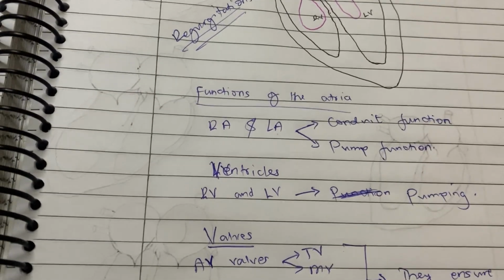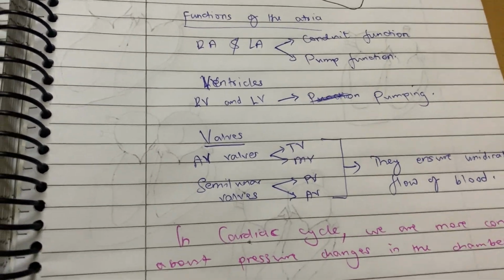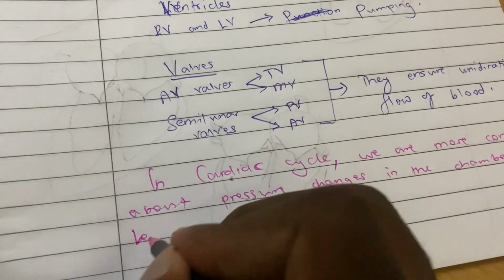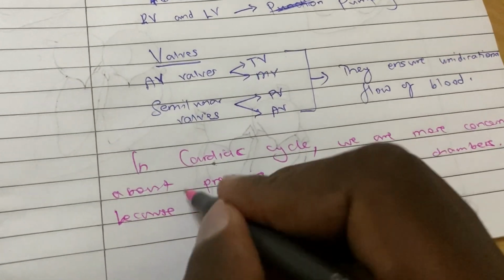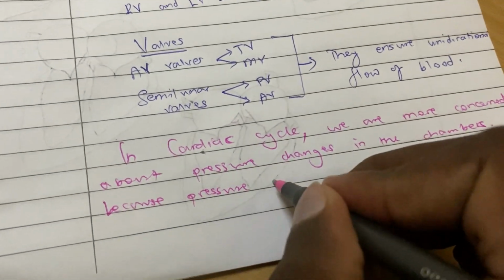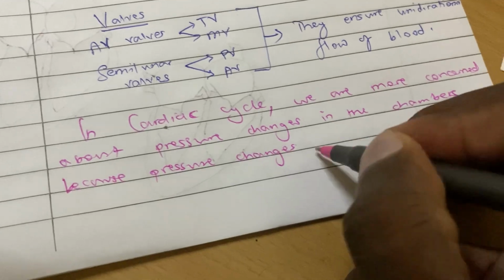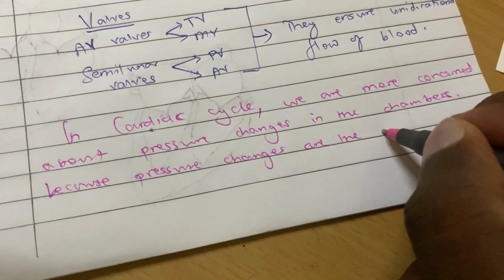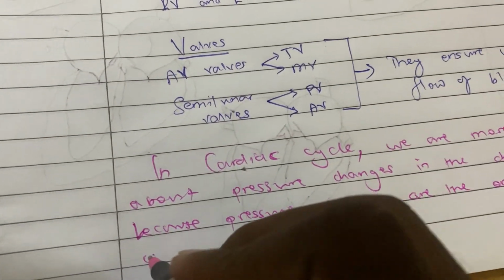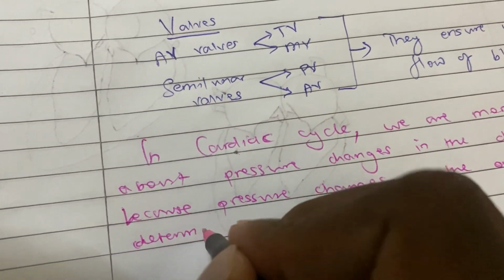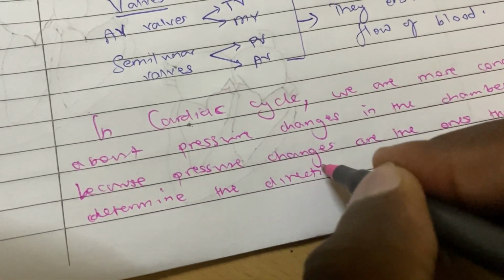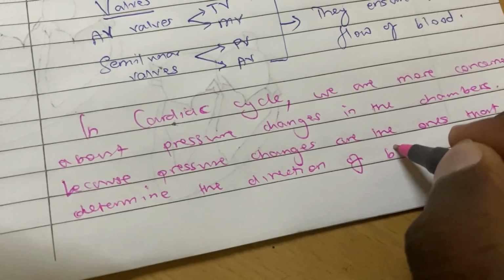So pressure changes. Why? Because pressure changes are the ones that determine the direction of blood flow.